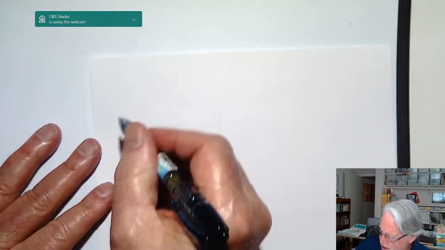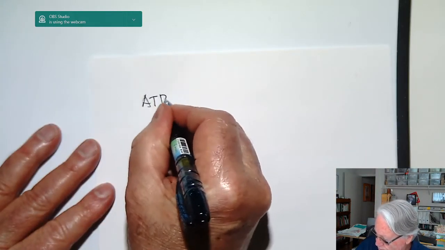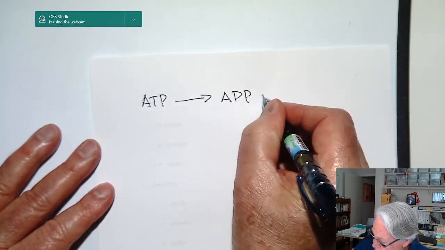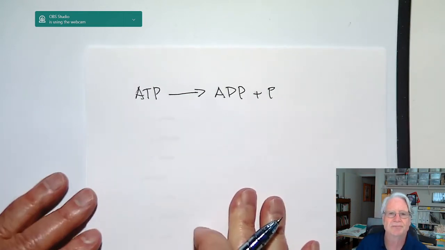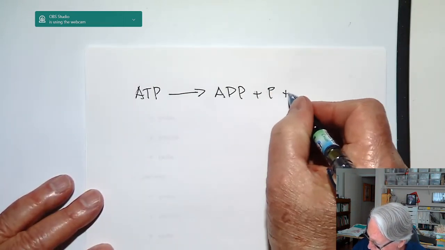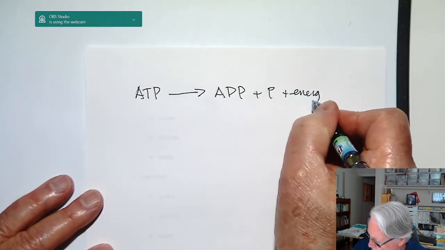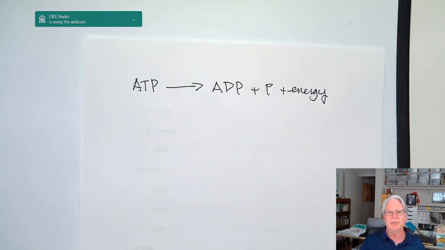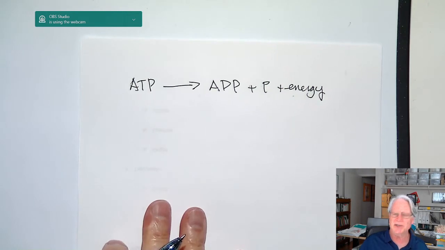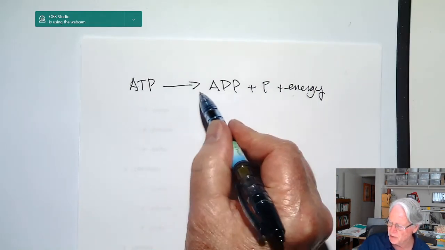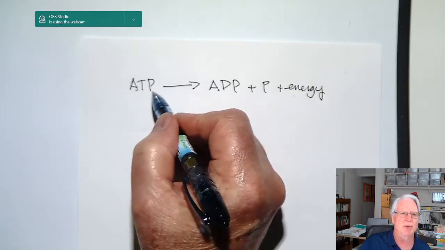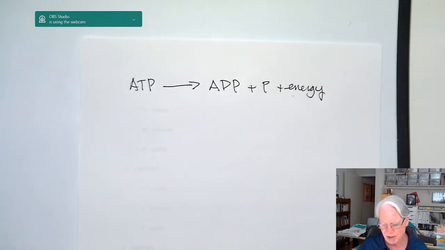So let's just stop for a moment and consider this reaction. We can take ATP and convert it to ADP plus phosphate. And in the process, you're going to release energy, and that energy you can do work with. So the question then is, is there some way we can drive this reaction backwards in order to get back to the starting point of ATP? And that's what we have with the creatine phosphate system.